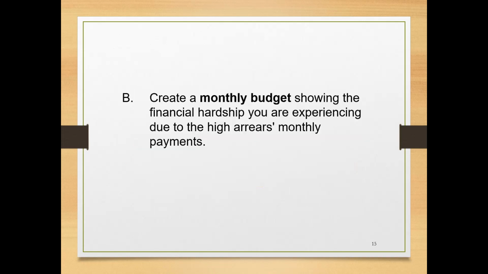Also, in many cases you want to create a monthly budget to show them the hardship that you're in. If you can't pay your bills, they really don't care. However, you can show them, hey, I'm on Social Security disability, I have a part-time job, the money that I get paid is only minimum wage, so I need this to be reduced because I have a financial hardship. And they sometimes have taken that into consideration.